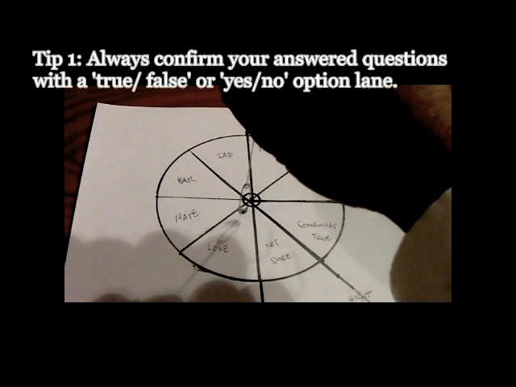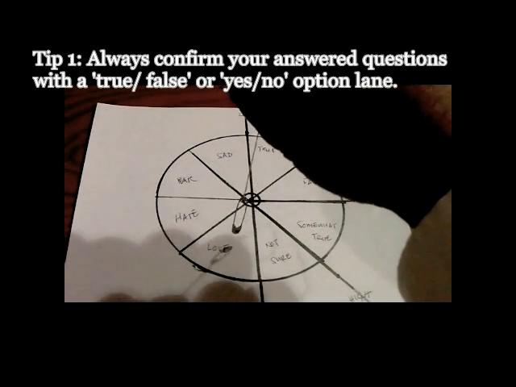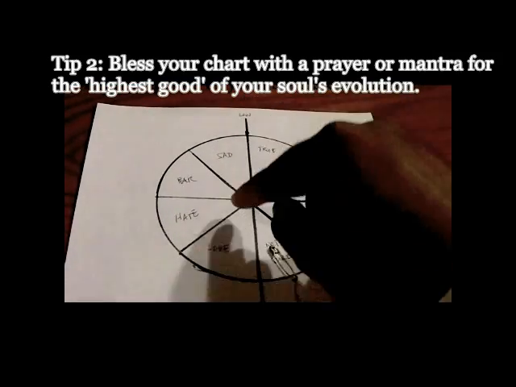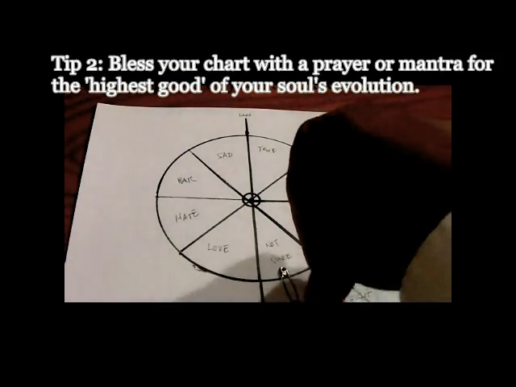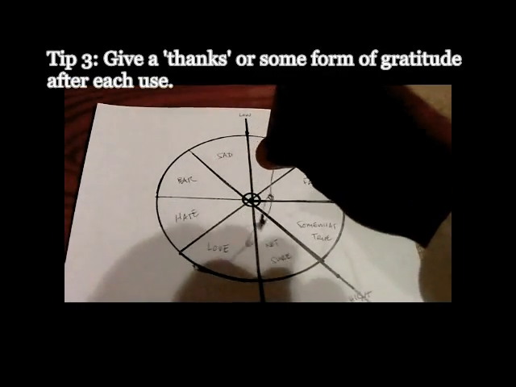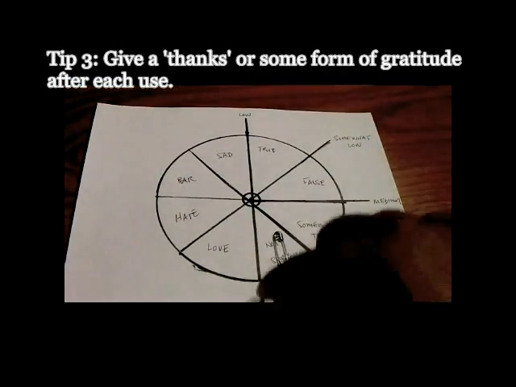Again, if it's moving in a primary option lane, it will clearly define and show you that. If it's going on a secondary lane, it will stay along the lines here. The pendulum pin will move directly on top of the division line.